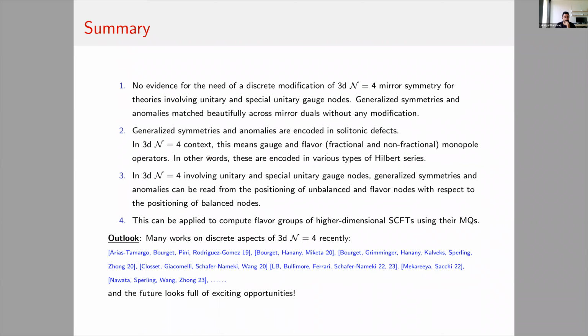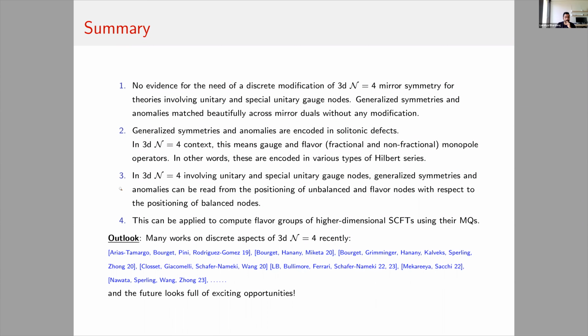Okay, so I should mention at this point that you can apply the same logic also to non-supersymmetric three-dimensional gauge theories and compute the symmetries and anomalies by studying their monopole operators. And we did it in our paper last year as well.